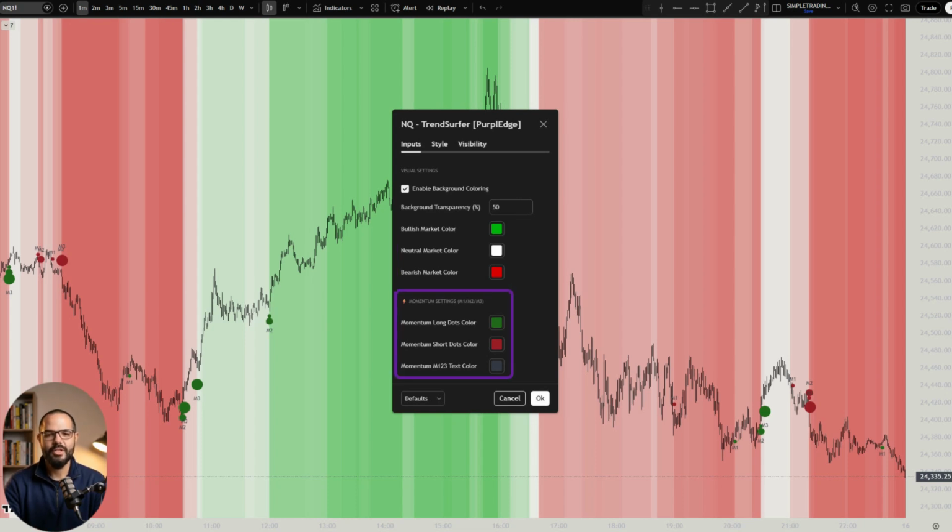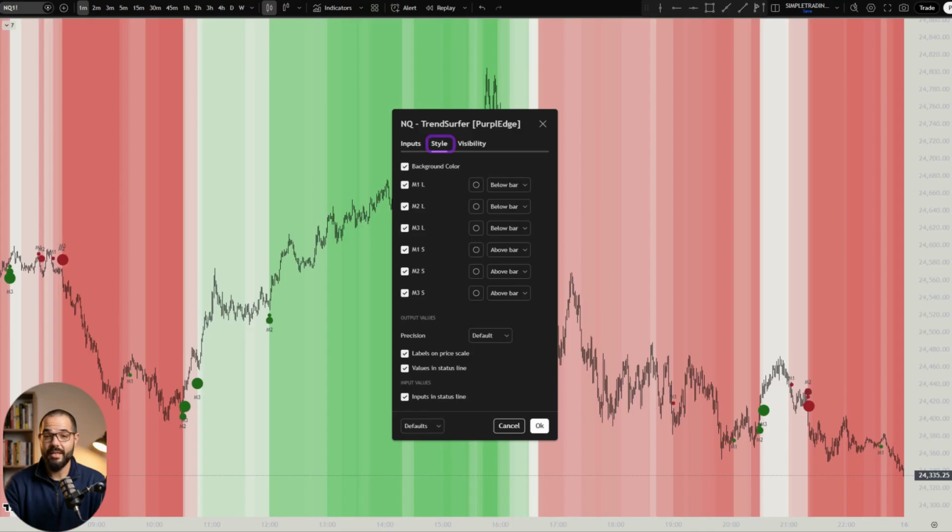Down below, we reach the momentum settings for the M1, M2, and M3 signals. Here, you can adjust the momentum long dots color, the signals indicating aggressive buying pressure, typically shown in green. You can also change the momentum short dots color for aggressive selling pressure, usually in red. Lastly, you can customize the momentum text color, which controls the color of the text displayed right next to the momentum dots on your chart. And that's it on the input side. The settings are designed to be clean, intuitive, and highly customizable to fit your exact trading style.